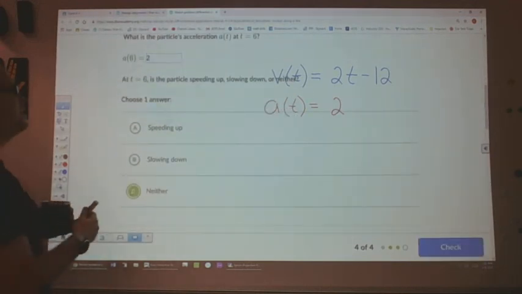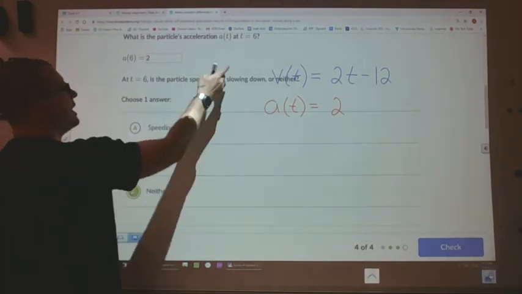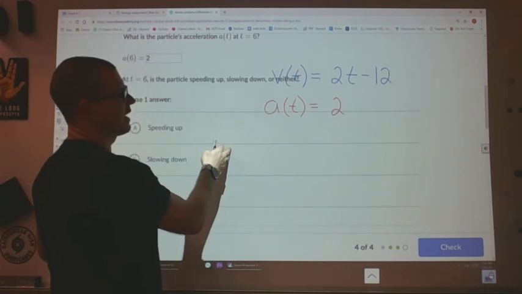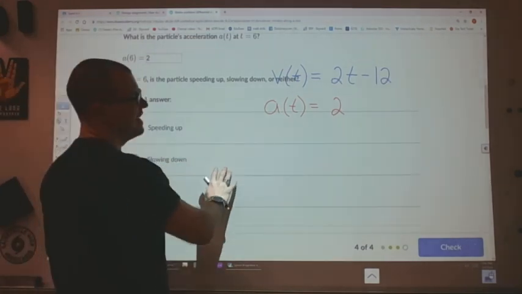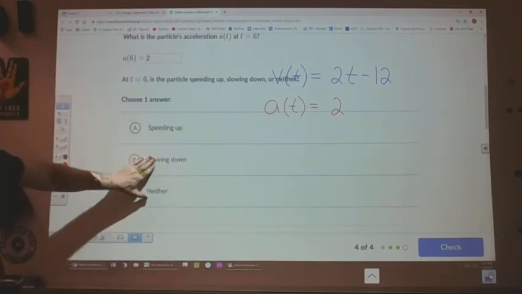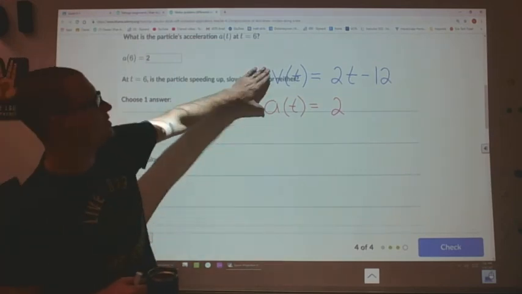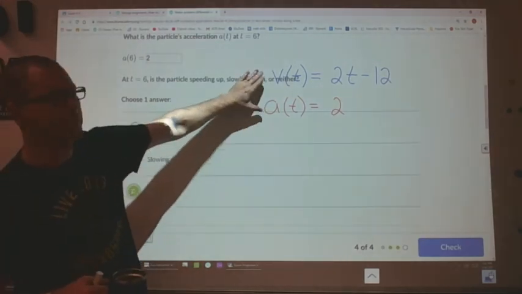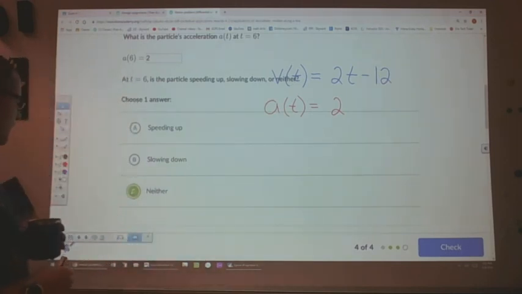its velocity. Positive acceleration would be speeding up. Negative velocity, negative acceleration would be speeding up. Positive velocity, negative acceleration would be slowing down. Excuse me, if they're both the same sign, they're speeding up. If they're opposite signs, they're slowing down. Let's just put it that way. All right, and that is neither.